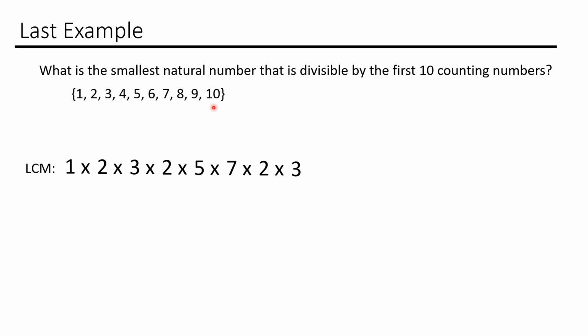10. 10 would break down to 5 times 2. So I have a 5 and I have a 2, so 10 is satisfied. So this is all of the numbers in my prime factorization for my least common multiple. So now all you need to do is grab a calculator and multiply all of this out. And whenever you multiply all of this out, you get the number 2,520, and that is your answer. That is the smallest natural number that is divisible by the first 10 counting numbers.